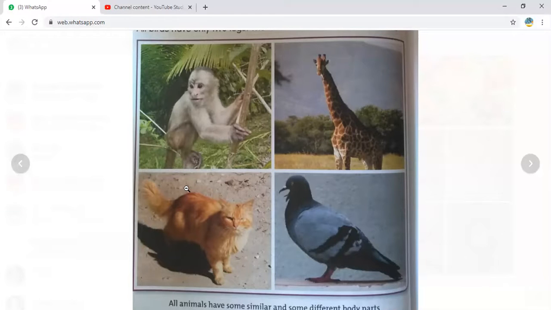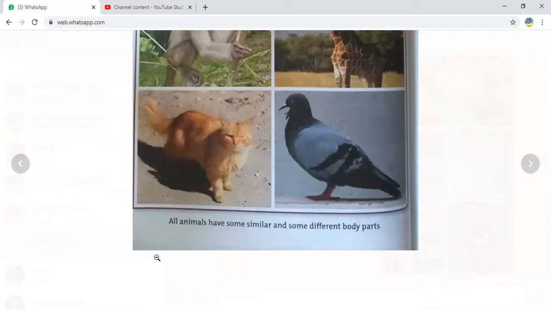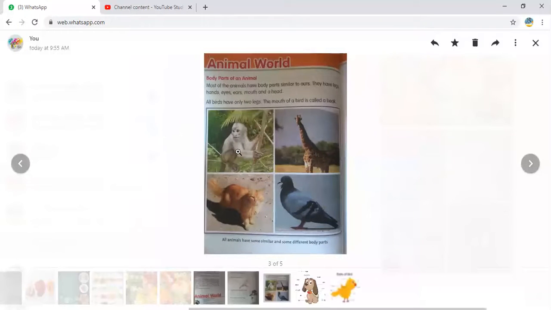If you observe the bird, it has two legs and a beak. Right. Now, all animals have some similar and some different body parts. The same body parts are eyes, ears, nose, hands, legs, everything. The difference is the beak. Some of them have a mouth, some of them have a beak. That is the difference. Now I will show you some images so that you can understand it very clearly.